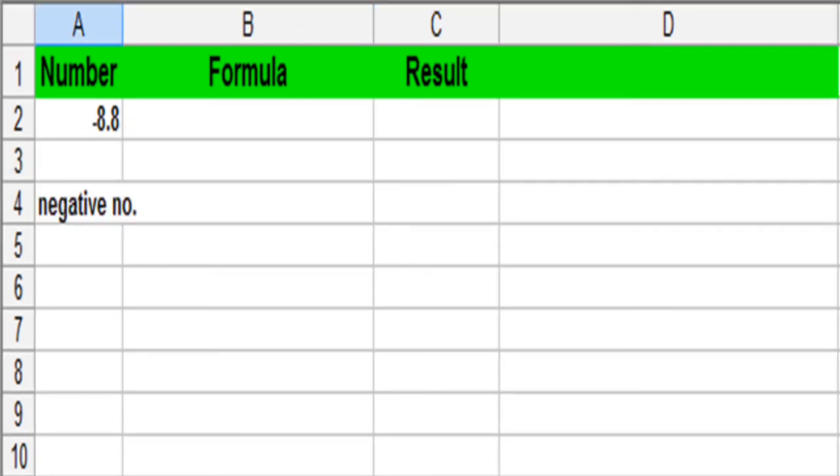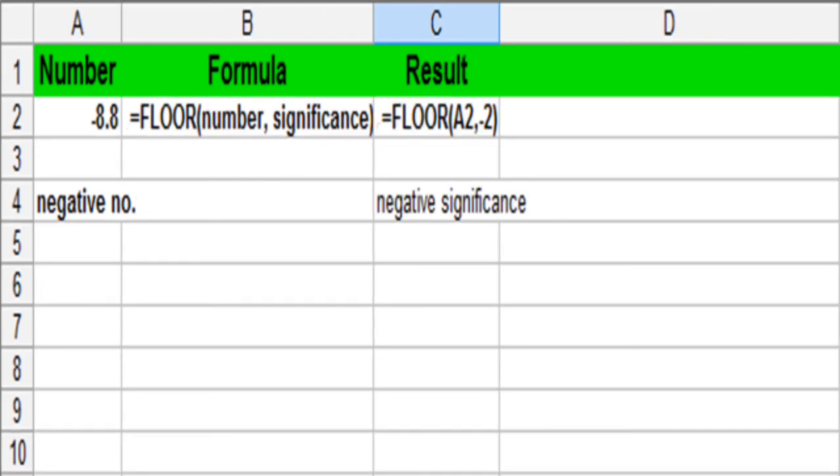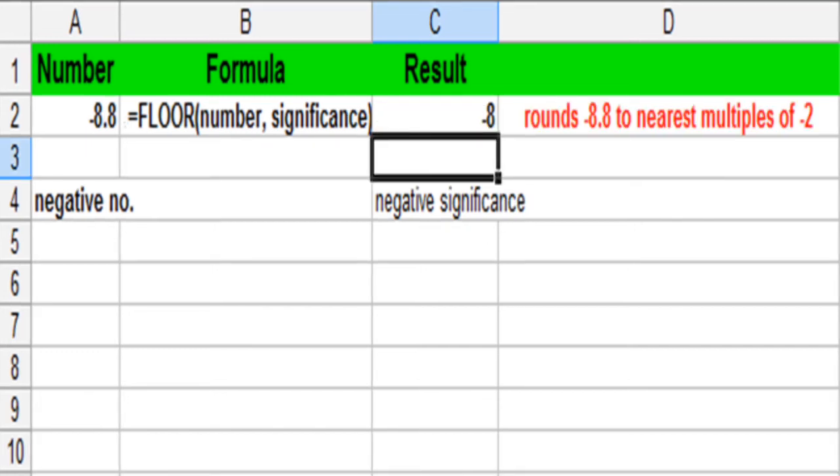Number minus 8.8. Significance minus 2. Applying the formula: equals FLOOR(A2, -2). Rounds minus 8.8 to the nearest multiple of minus 2. Result minus 8. If number and significance are both negative, floor rounds towards 0.